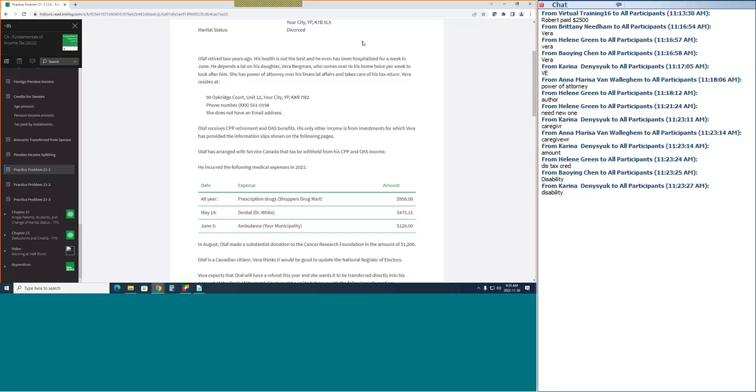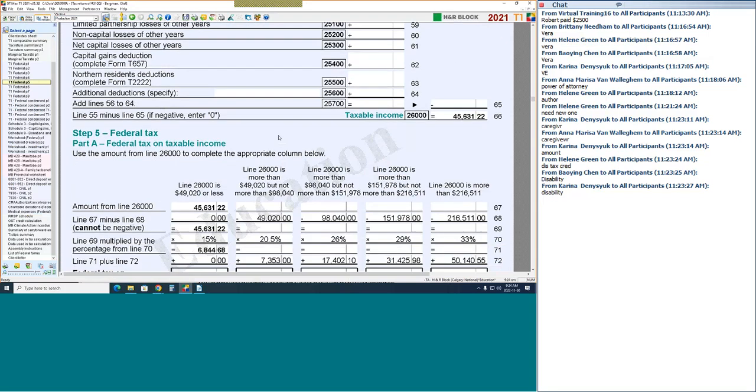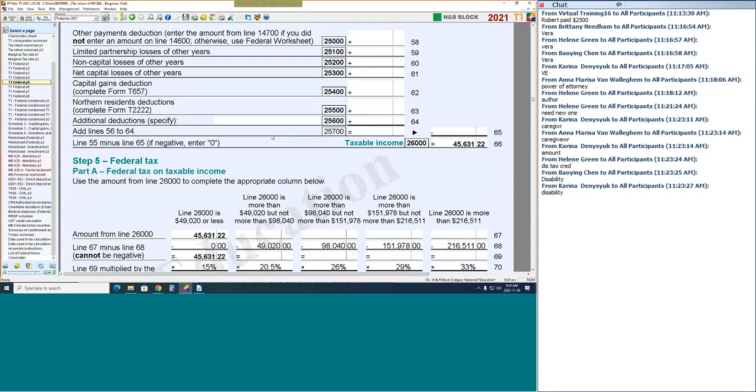Good. My next question after that is, what advice might we give to Vera for her return? And we have to be careful here. Before you answer the question, I want you to take a look at Olaf's income. So he has taxable income of $45,631. Okay. Now that we know that, what advice might you give Vera for her return? Is there something she might be eligible to claim? Is there something that you might have thought of, but you're going to think because of that income, maybe not?